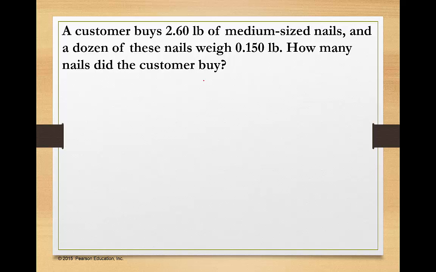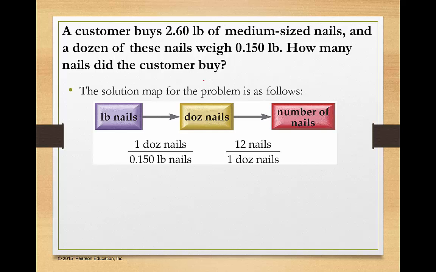I can figure out how many are in there. What do I need to do? Well, I set up my solution map. All right, so what am I given? I'm given pounds of nails. Okay, and what are some relationships that I know here? Well, they told me that it's 0.15 pounds per dozen nails, so that's 12 per 0.15 pounds.